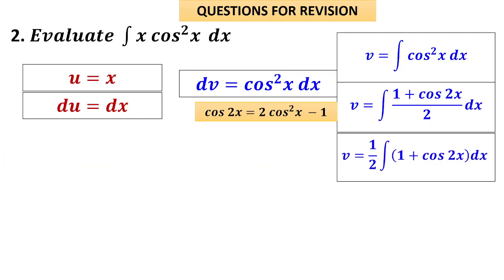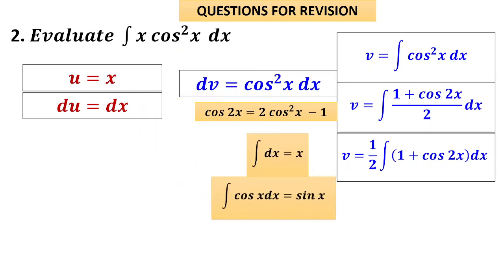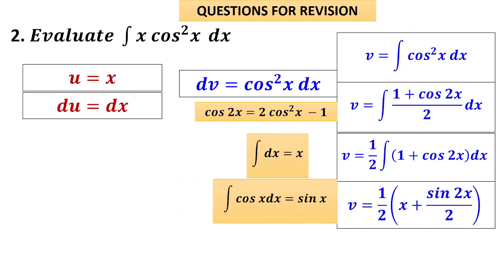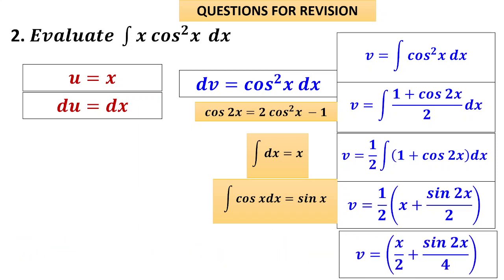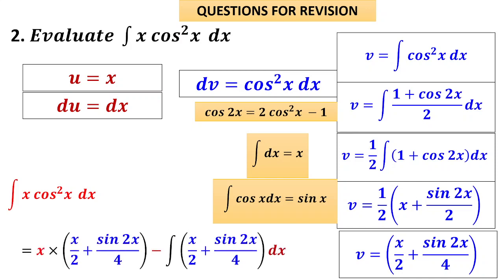Now do the integration, half into integral of 1 plus cos 2x dx. The first integral is x, therefore you use the formula integral dx as x. The second integral is cos 2x dx. We have to use the formula integral cos x dx is sin x. Therefore half into, integral of 1 is x plus integral of cos 2x is sin 2x upon 2. As the coefficient of x is other than 1, you have to divide by that. Therefore v is x by 2 plus sin 2x by 4. Put it in the form u into v: x into x by 2 plus sin 2x by 4, minus integral v du, x by 2 plus sin 2x by 4 into dx.